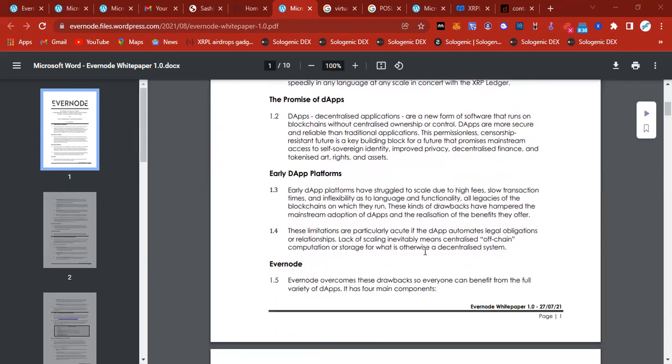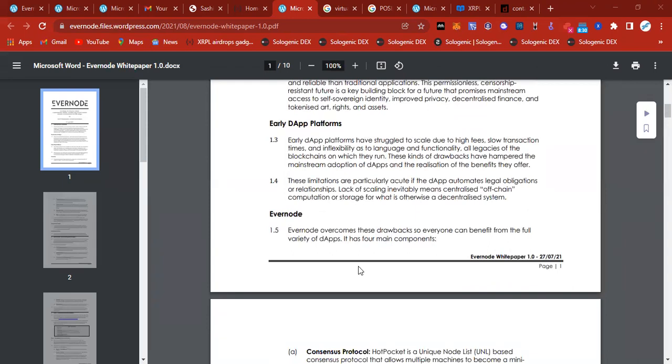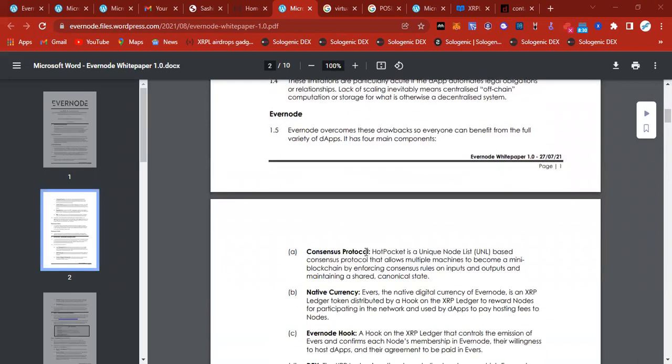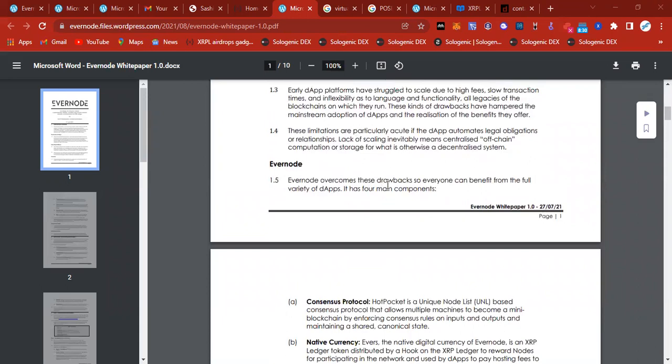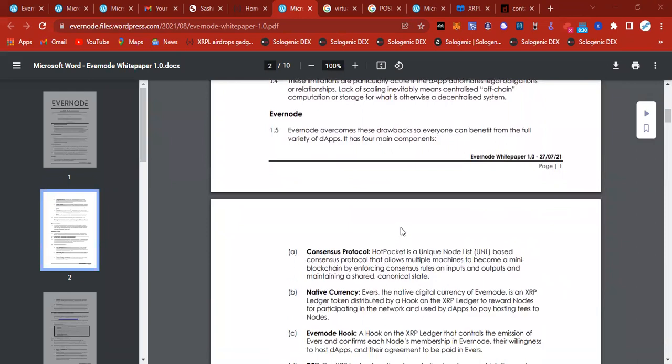So decentralized applications are just a new form of applications that can be run on the blockchain or off the blockchain, as we see in this upcoming project. So what is Evernode? Evernode overcomes these drawbacks so that everyone can benefit from a full variety of apps. Evernode has 4 main targets and components that really help the network run. So let's get into those 4 targets.